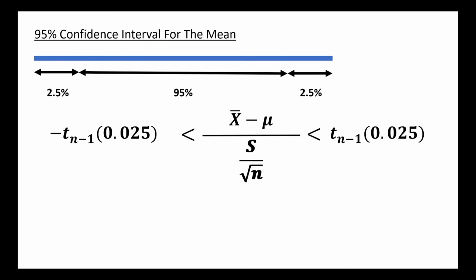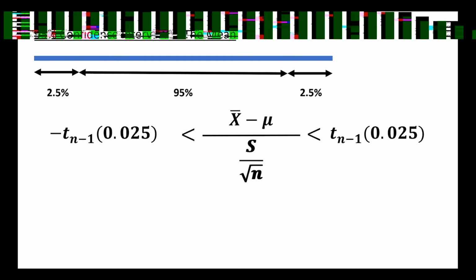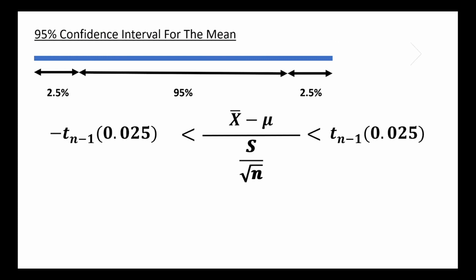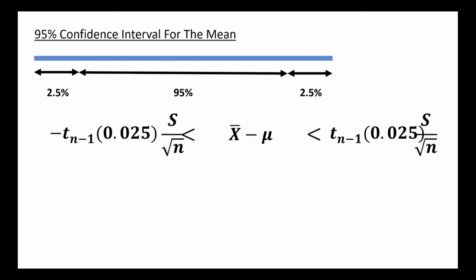How could we then turn that into an expression for the limits on a confidence interval for the mean? Well, you've seen this before. We can start to rearrange. We're going to multiply the left, the middle, and the right hand side by s over root n.